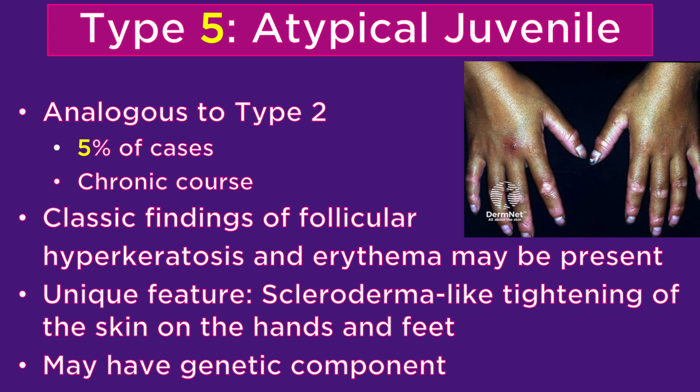Next, we have type 5 PRP, which is the atypical juvenile form occurring in 5% of all cases. It is analogous to the chronic type 2 PRP seen in adults in that they are each 5% of cases and have a chronic course. But these kids can have more classic PRP findings with follicular hyperkeratosis and erythema, along with a unique feature of scleroderma-like tightening of the skin on the hands and feet. Of all the PRP types, type 5 is most likely to have a genetic component.